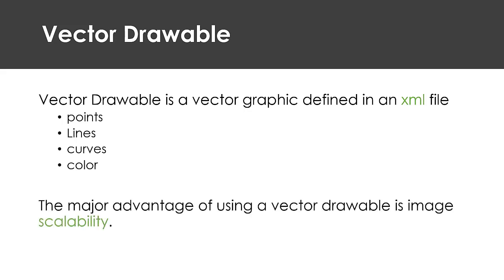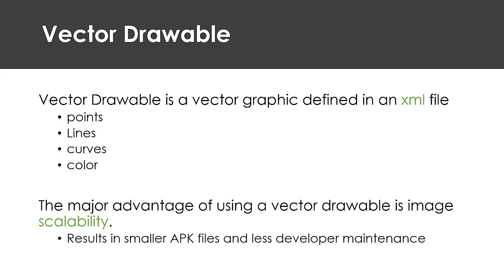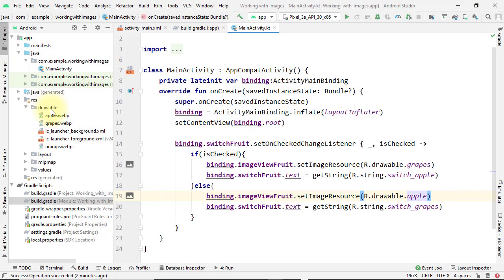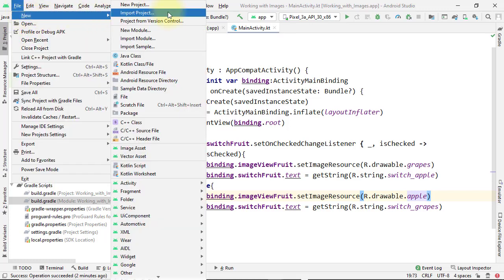It can be scaled without loss of display quality, which means the same file is resized for different screen densities without loss of image quality. This results in smaller APK files and less developer maintenance. You can also use vector images for animation by using multiple XML files instead of multiple images for each display resolution. To create a new vector drawable, click File, New, and select Vector Asset.